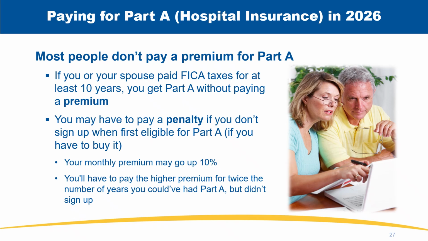If you aren't eligible for premium-free Part A and you don't buy it when you first become eligible, your monthly premium may go up 10% for every 12 months you didn't have coverage. You'll have to pay the higher premium for twice the number of years you could have had Part A but didn't sign up.